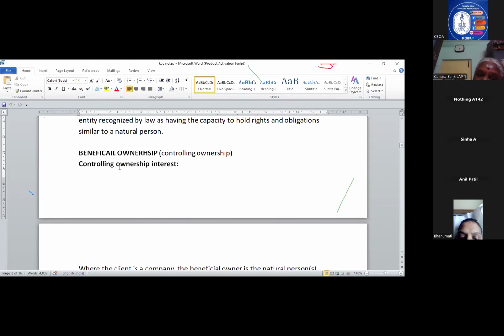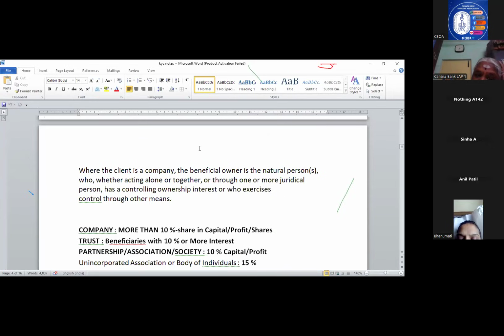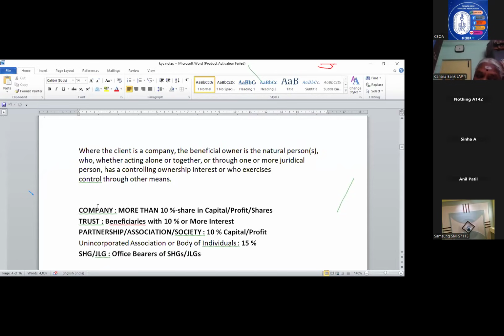Okay, when we talk about this beneficial ownership, the controlling ownership comes into picture. What is meant by controlling ownership? The controlling ownership is whether the client is a company. If it is an individual, there is no question. When it comes to other sectors where the client is a company, the beneficial owner is the natural person, whether acting alone or together or through one or more juridical persons, has a controlling ownership interest or who exercises control through other means. That is the definition.